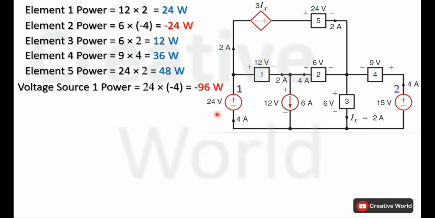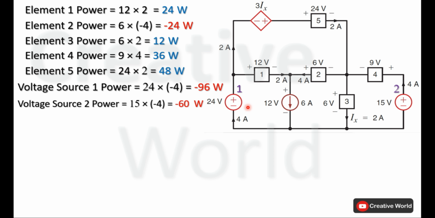Voltage across voltage source 1 is 24 volt and current through it is 4 ampere. This current is entering from the negative terminal, so this current will be taken with minus sign. Power of voltage source 1 will be 24 multiplied by minus 4, that is minus 96 watt. Because of minus sign, this voltage source 1 is supplying power to the network.